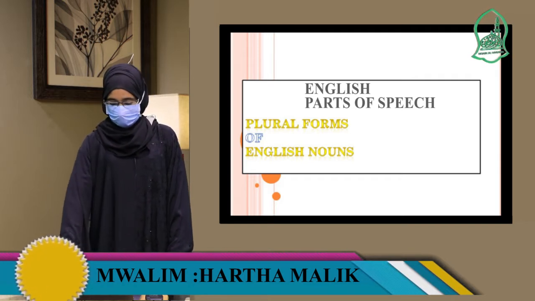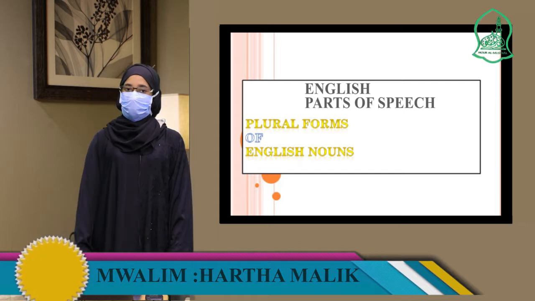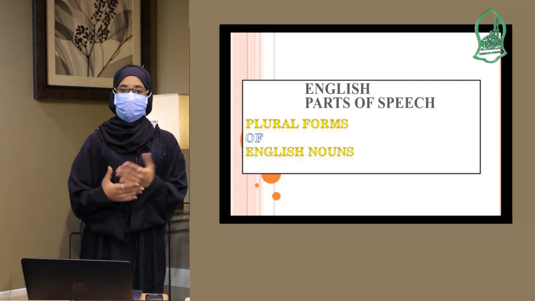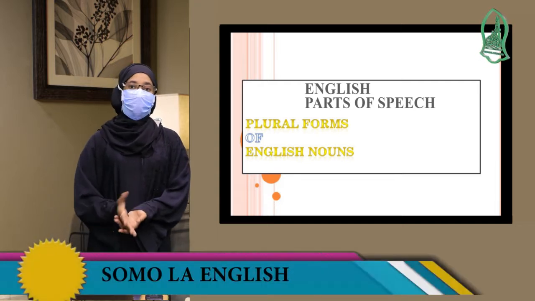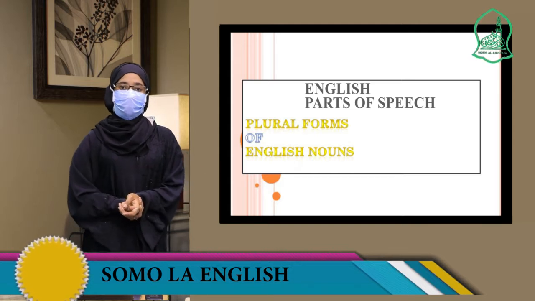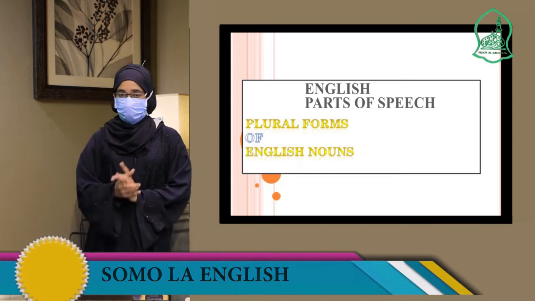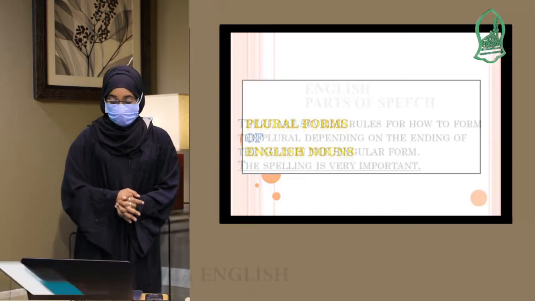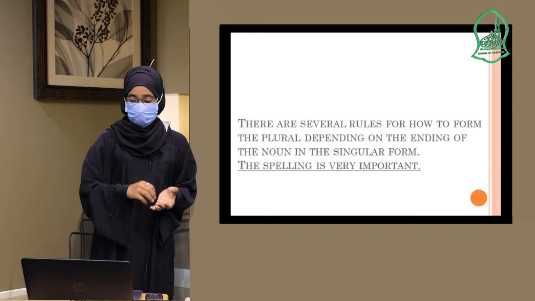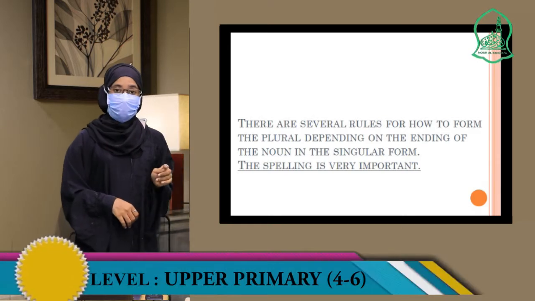We have already understood the meaning of a noun. The meaning of a noun, it's a naming word. That means it's a name of a person, things, or places. So these names, these words, they have their singular and plural form. We have to understand something. There are several rules for how to form the plural depending on the ending of the noun.